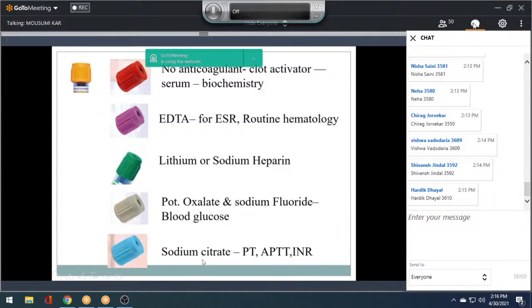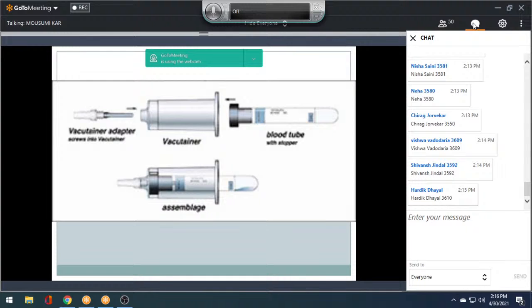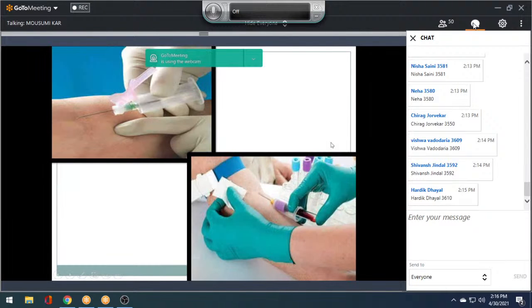Next, we have the blue tube, which has sodium citrate. Sodium citrate is the anticoagulant of choice for all coagulation-based studies. Now, this is again the vacutainer system. We have the needle and the adapter and the holder and the blood tube. This is how we collect the sample. So the advantage of the vacutainer system is that with just one prick, you'll be able to take multiple samples. So you prick the patient once, you fill this tube, then the next tube you can insert.